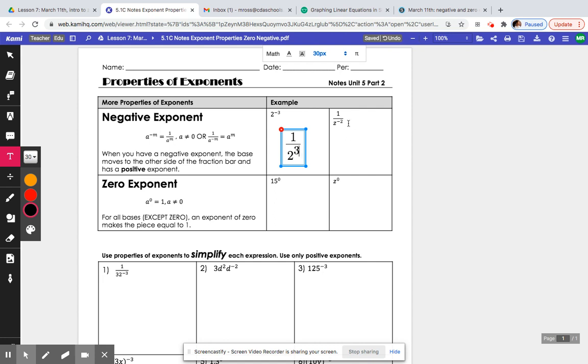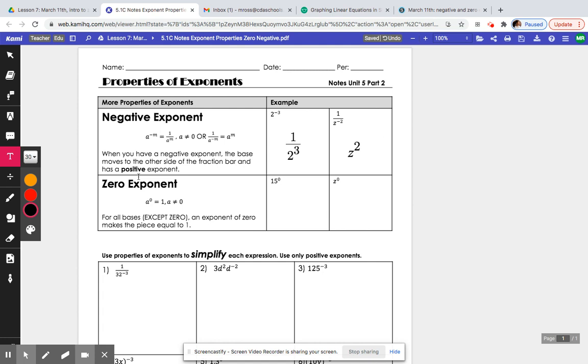Then we can look at 1 over z to the negative second power. Because it's a negative exponent, we're just going to flip that so it's no longer negative and have z to the second power. In reality, you're constantly flipping your exponents from the denominator to the numerator, or the other way, if there's a negative.